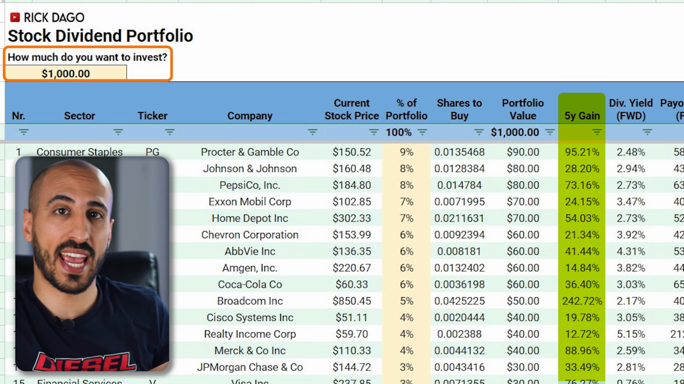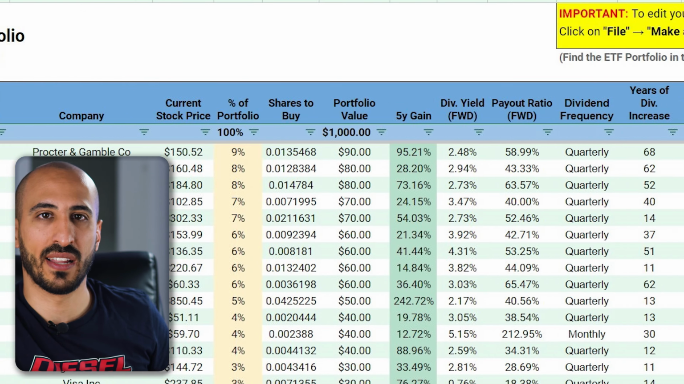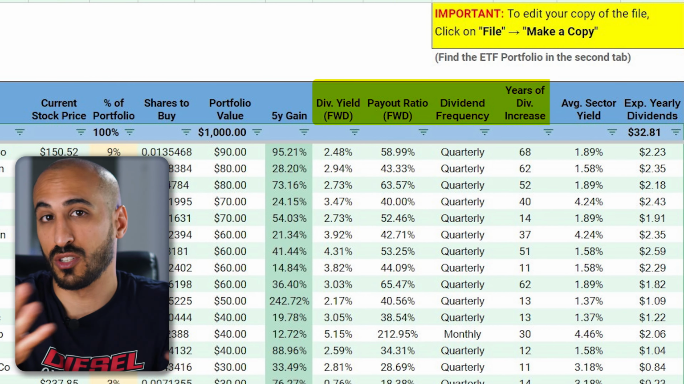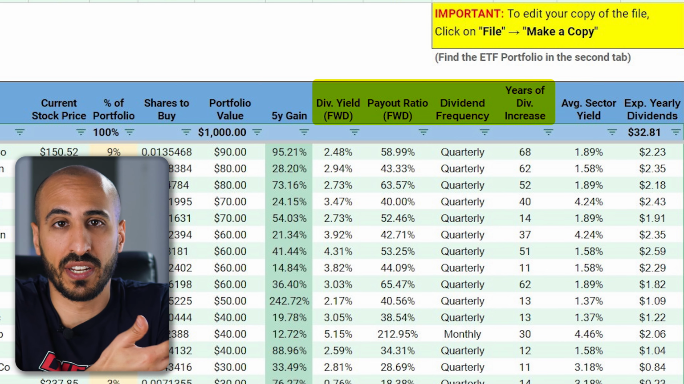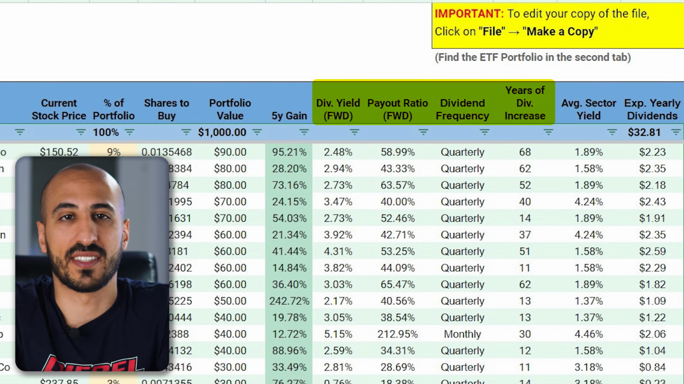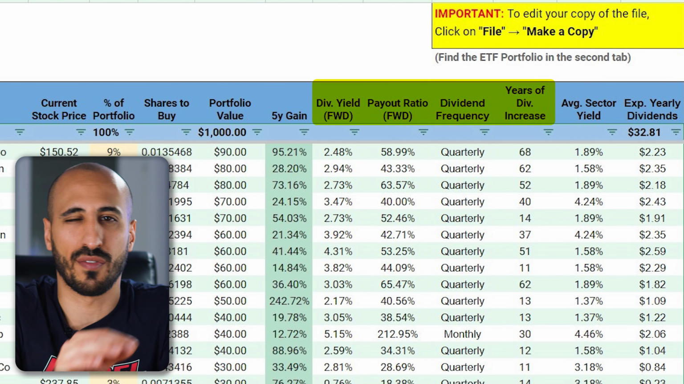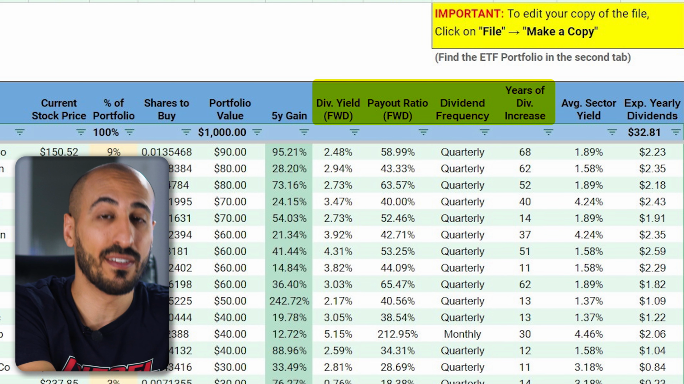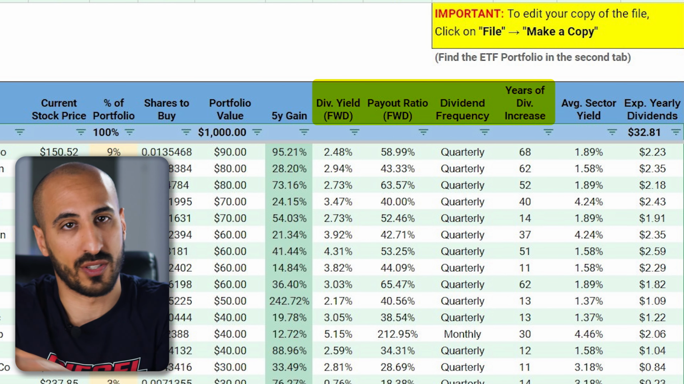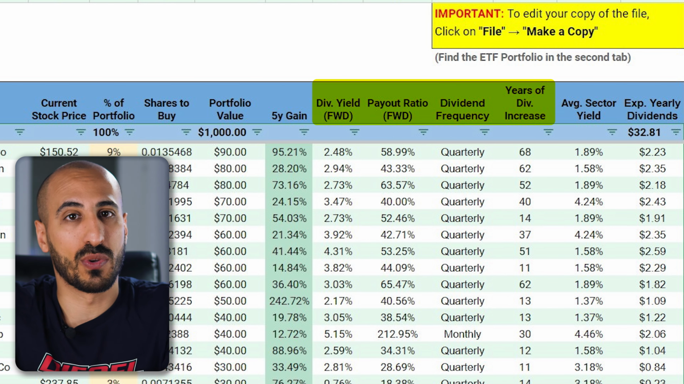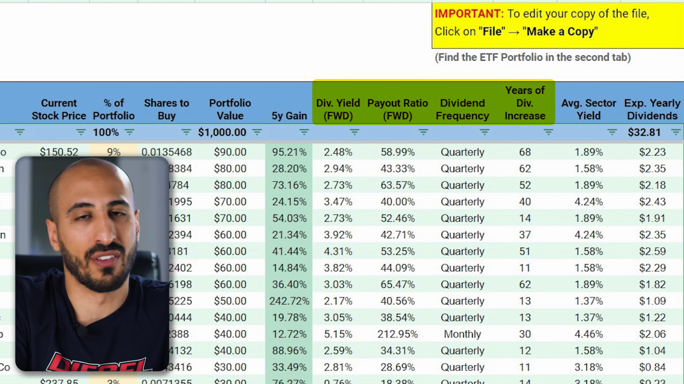Follows the 5 years gain, which also gets updated live in the file, and then you have the dividend information that I talked to you about before. You've got the forward dividend yield, which is the dividend yield you can find in sites like Yahoo Finance or dividend.com. You've got the payout ratio, which, if you remember, is the ratio between the dividends distributed and the earnings of the company. And then you have the dividend frequency and the consecutive years of dividend increases.